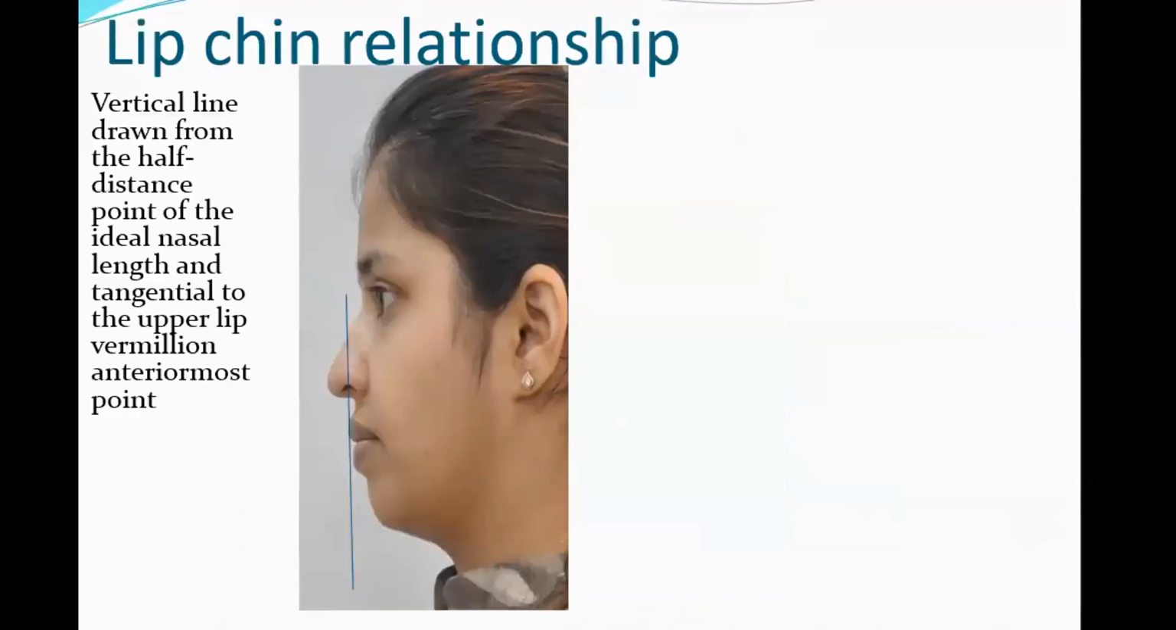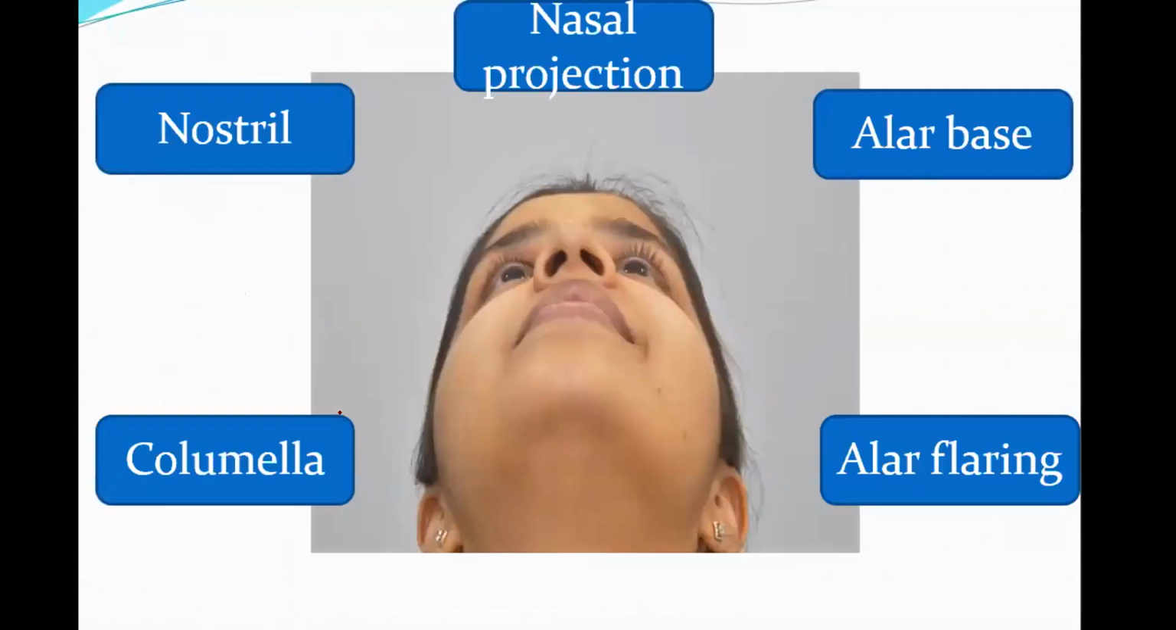The lip-chin relationship is also important. If you draw the ideal line tangent to the upper lip, the vermilion should be the anterior-most point here. In this one you can see that it is matching well, but in most of our patients, it never matches. Now, if you look from the alar base or the basal view, you can see the nasal projection. That is this, the projection of the nose. You can see the columella itself. You can see the nostril shape and symmetry. You can see the alar base, and you can look at the alar flaring.